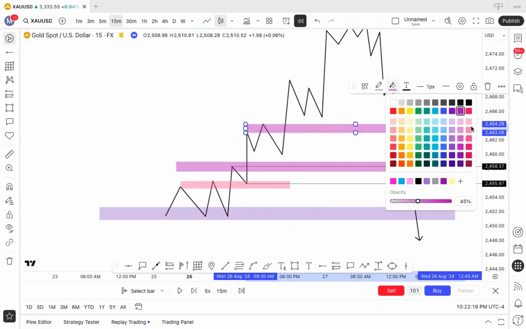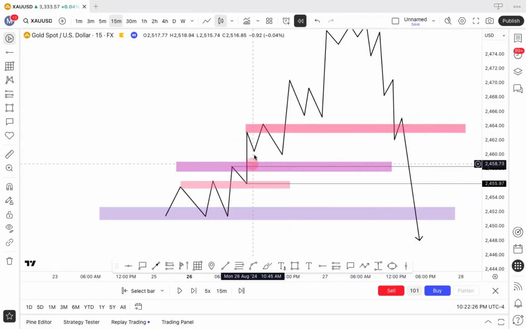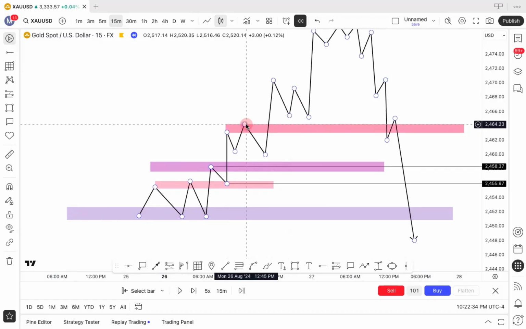So when we came back up here again, we had this resistance, okay? We had multiple reactions at this zone, right? We had a touch here, we had a touch here. We couldn't break through the resistance or the ceiling, right?